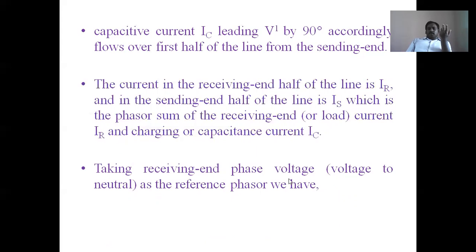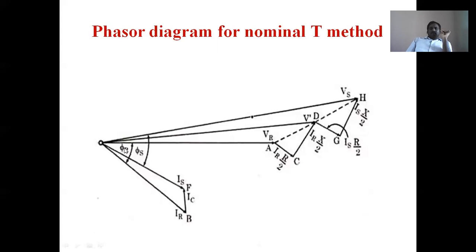Taking the receiving end phase voltage as the reference phasor, using this reference value VR, we can draw the phasor diagram. See here, this is the reference VR. After that, the drops across the half sections. The first drop is IR into R by 2, the second drop is IR into X by 2, the third drop is IS into R by 2, and the fourth is IS into X by 2. So IS into R by 2 and IS into X by 2 is the first section, and IR into R by 2 and IR into X by 2 is the second section.